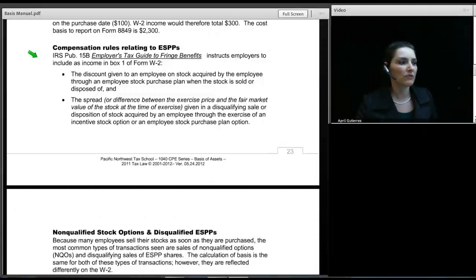So all of the rules about gross up on W-2s and why they have to happen is really falling under payroll rules. So as tax preparers, to understand how the basis in ISOs and ESPPs is calculated, we have to have a little bit of an understanding about how compensation works for payroll purposes. And Publication 15B instructs employers to include as income in Box 1 of Form W-2 the discount given to an employee on stock acquired by the employee through an employee stock purchase plan when the stock is sold or disposed of, and the spread, or the difference between the exercise price and the fair market value of the stock at the time of the exercise, given in a disqualifying sale or disposition of stock acquired by an employee through the exercise of an incentive stock option or an employee stock purchase option plan.